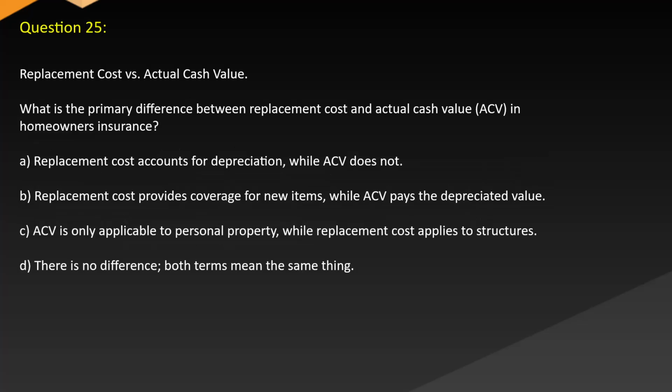Question 25. Replacement cost versus actual cash value. What is the primary difference between replacement cost and actual cash value (ACV) in homeowners insurance? A. Replacement cost accounts for depreciation while ACV does not. B. Replacement cost provides coverage for new items while ACV pays the depreciated value. C. ACV is only applicable to personal property, while replacement cost applies to structures. D. There is no difference. Both terms mean the same thing.